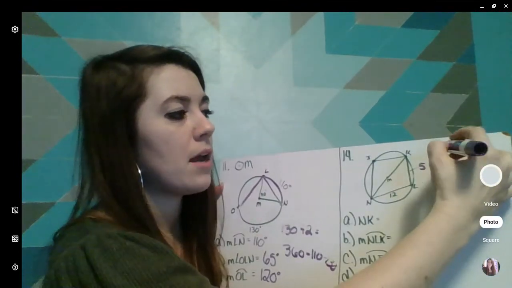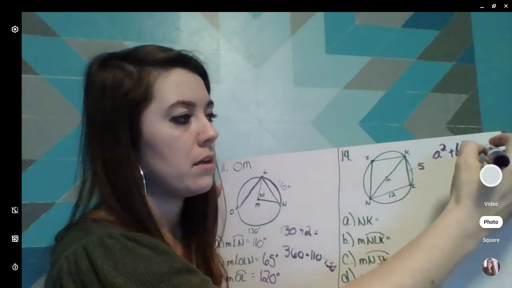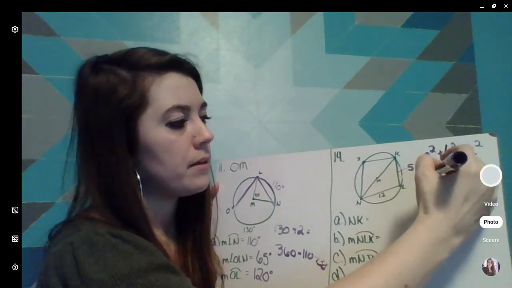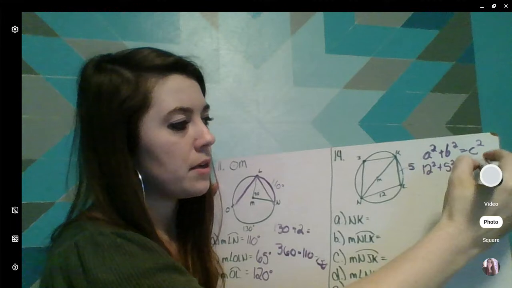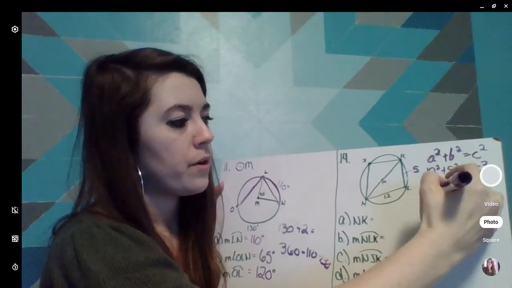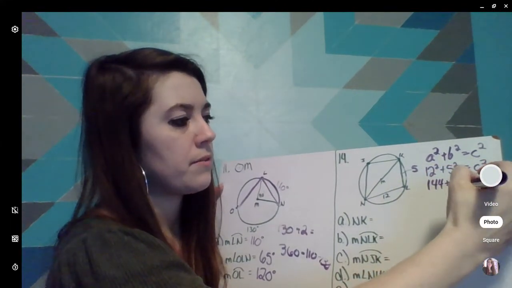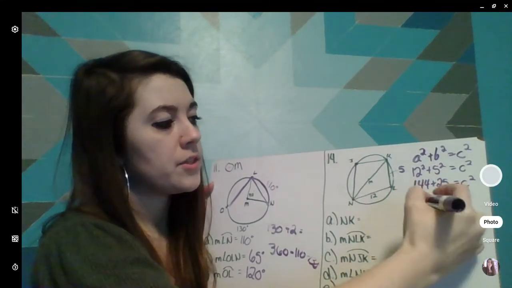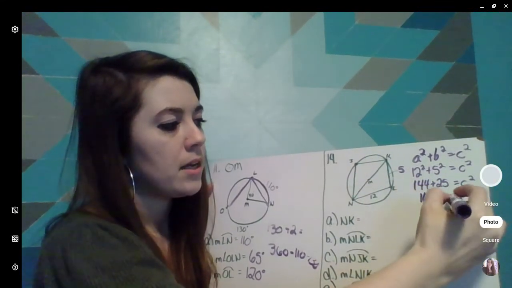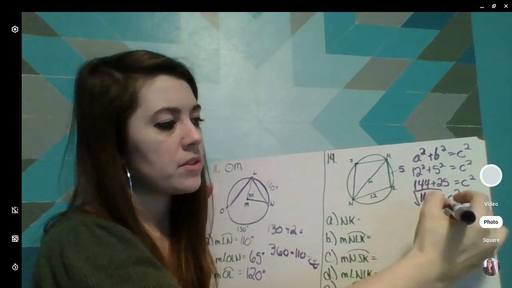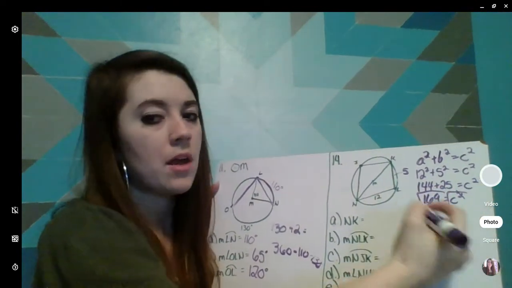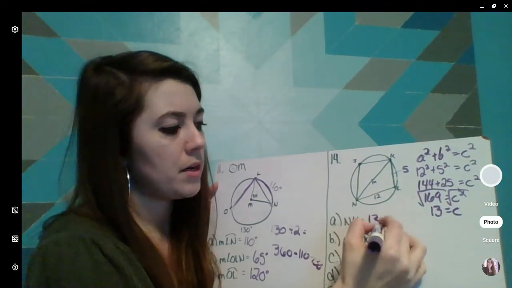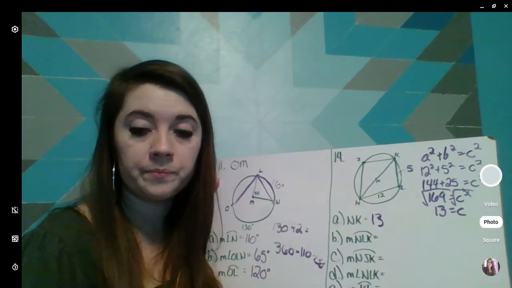Remember, Pythagorean theorem is a squared plus b squared equals c squared. So 12 squared plus 5 squared equals c squared. 144 plus 25 equals c squared. So then add these two together, we get 169 equals c squared. To get rid of the square, we take the square root, that cancels. So we end up with 13 equals c. So that means our diameter has a length of 13.